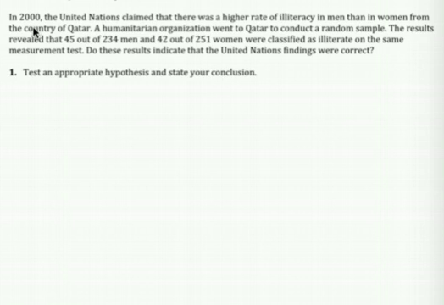So this one also says in 2000, I love the year 2000, the United Nations claimed there was a higher rate of illiteracy in Qatar for men than women. Okay, so it says more men were illiterate. I would have thought the other way for the Middle East, but okay. A humanitarian organization went there and conducted a sample. They looked at 234 men, 45 couldn't read. They looked at 251 women, 42 couldn't read. Do these results indicate that there was actually a difference? Because that's the assumption here, right? So let's test our hypotheses.